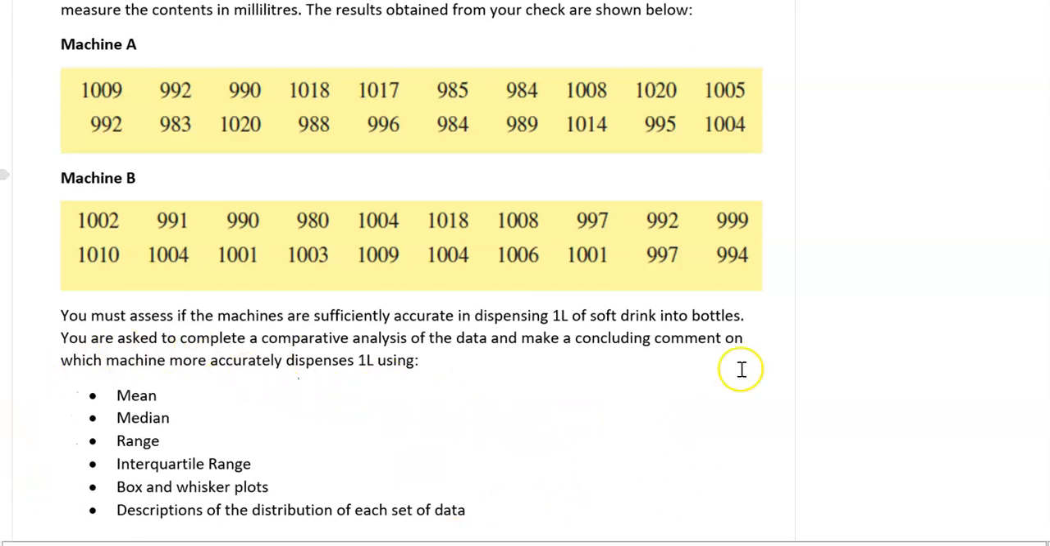statistical analysis calculations. Okay, good luck, and I'll post the answer up later on this week to see how you went.